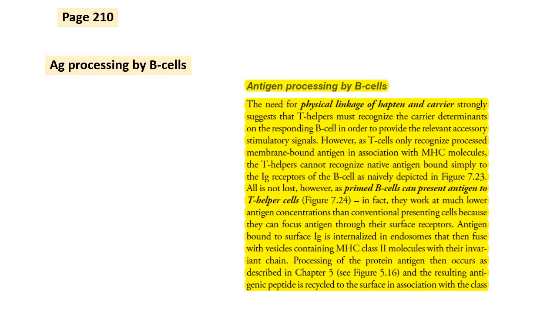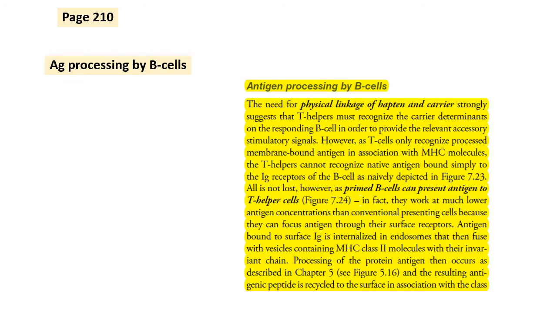As T cells only recognize processed membrane-bound antigen in association with MHC molecules, the T helper, as you know, cannot recognize native antigen bound simply to the immunoglobulin receptors. So this antigen needs to be processed into peptide and bound to an MHC molecule in order to be recognized by the T cell.